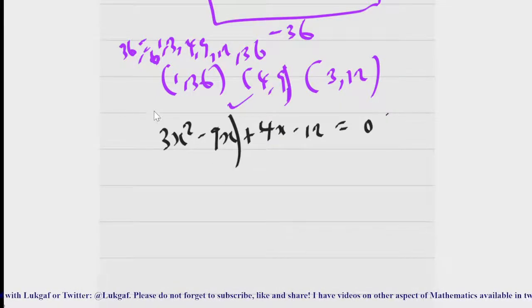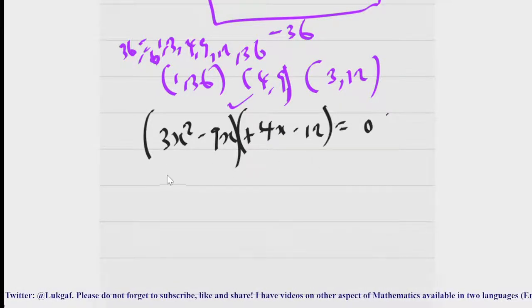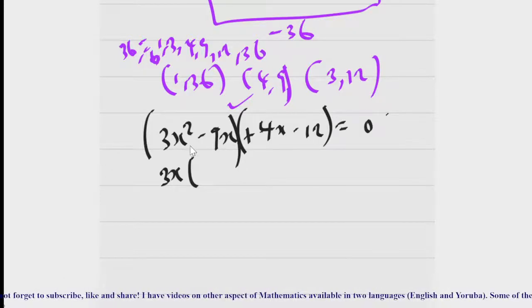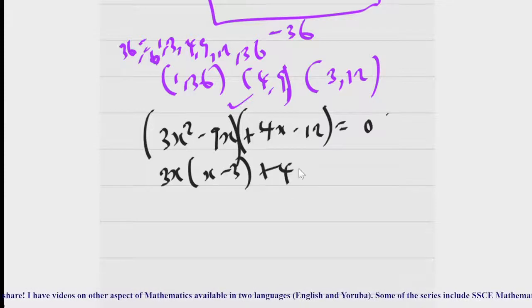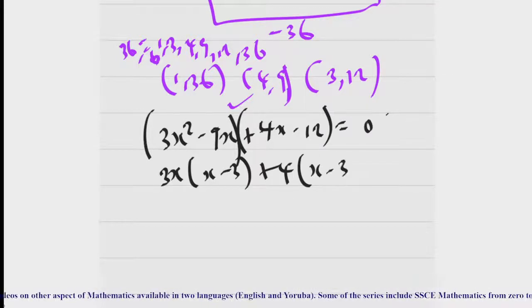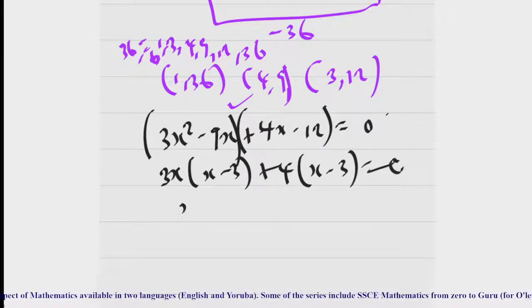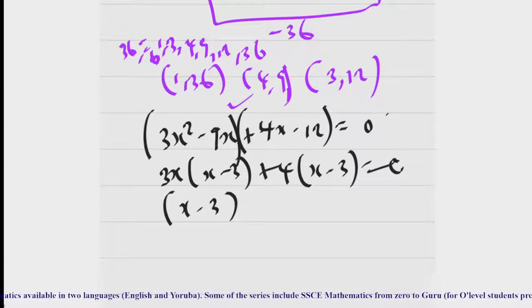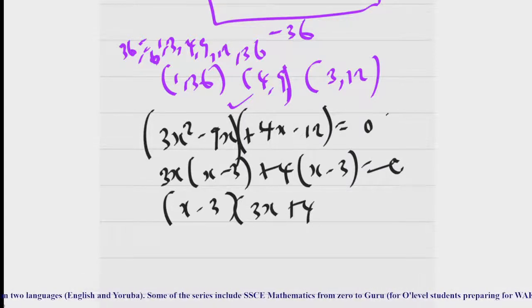Then you now group it like this. You group it this way. So 3x is common. You can take it out. What are you going to have left here? This is going to be x minus 3. Then 4 is also common here. This is x minus 3 is equal to 0. x minus 3 is also common. You factor it out. This is going to be x minus 3 times 3x plus 4 is equal to 0.